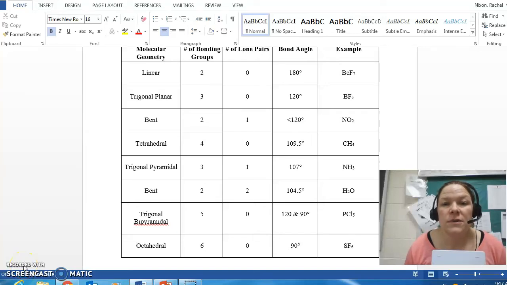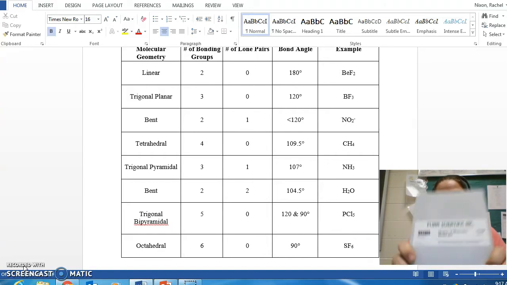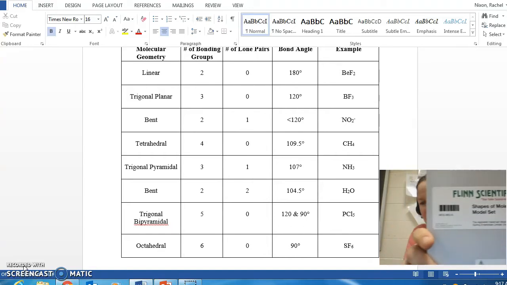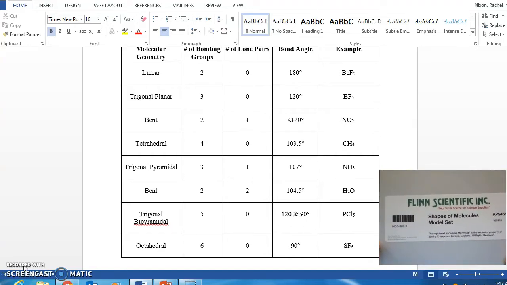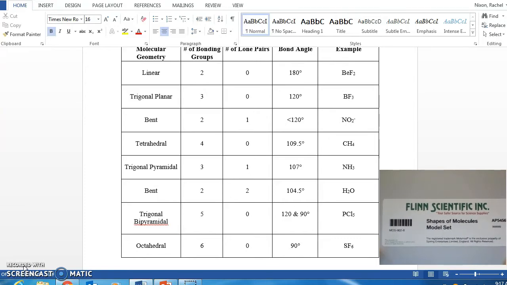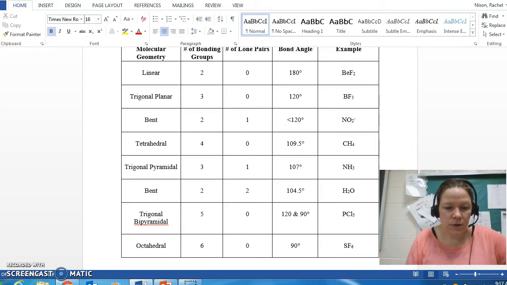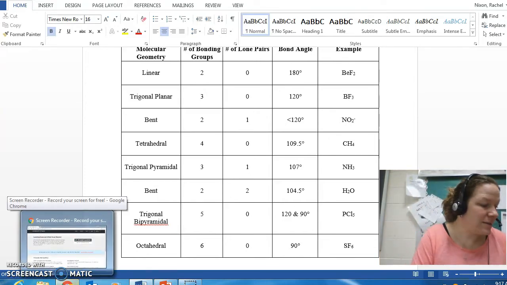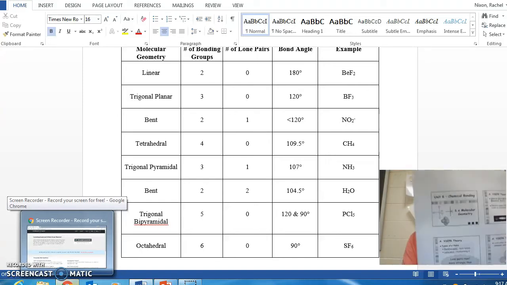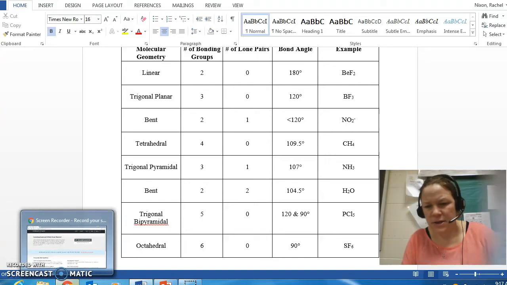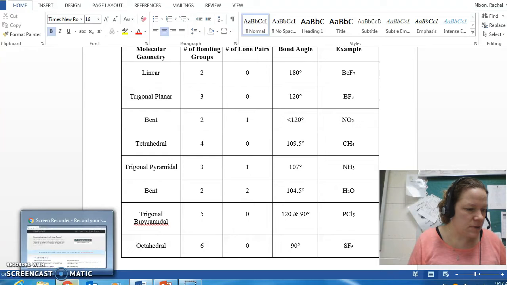Okay, we are going to do a video that's going to go over geometry of molecules. So what you're going to need is the paper that you see on the screen right here that's got a summary of all of the different shapes. You're going to need a shapes of molecules model set that you can find in the classroom. You're going to need that for this video. You also need to get your notes out that say molecular geometry. Okay, so you need all of those things. So if you need to pause this video, go ahead and do that, and then we're going to go ahead and get started.